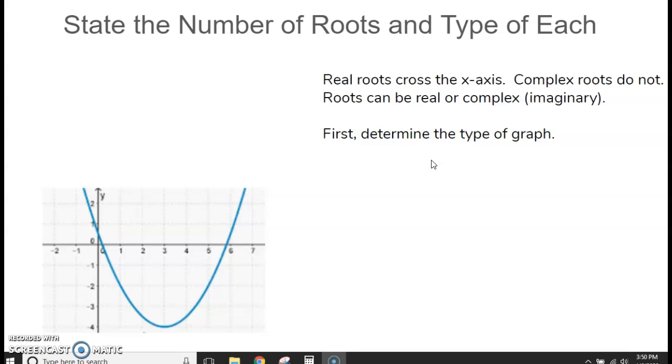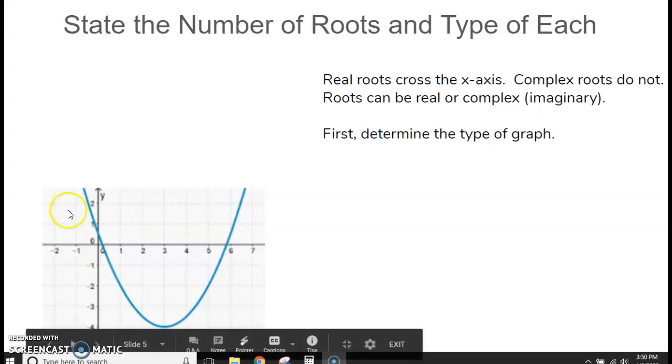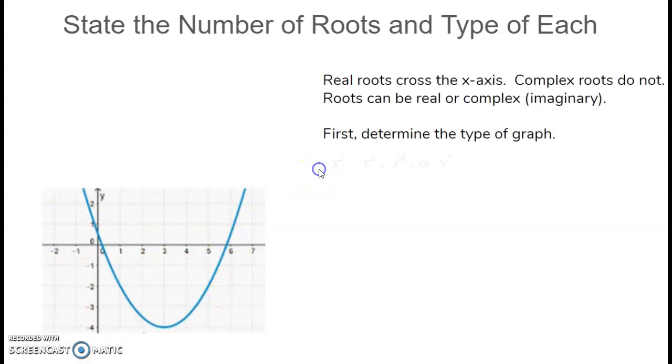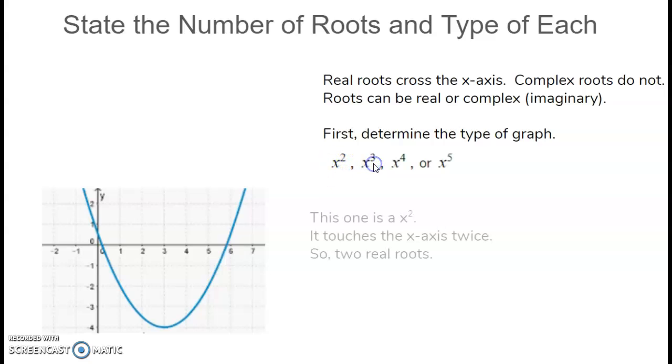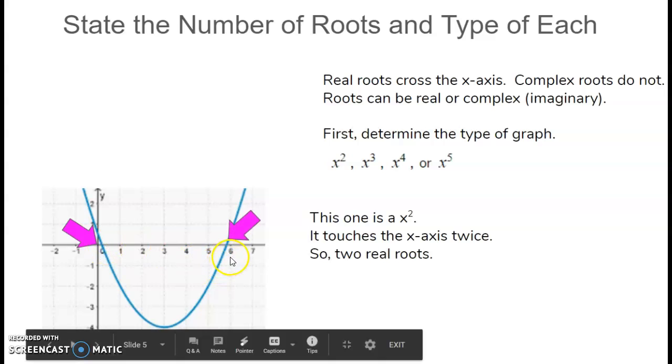So the first thing we need to do is determine the type of graph that we have. I can see that we have a parabola, and parabolas have x's with an exponent of 2. We also have our x cubed, which looks like the sideways S, the x to the fourth, or the x to the fifth. This one is an x squared. It touches the x-axis twice, once over here and once over here. So I have two real roots.